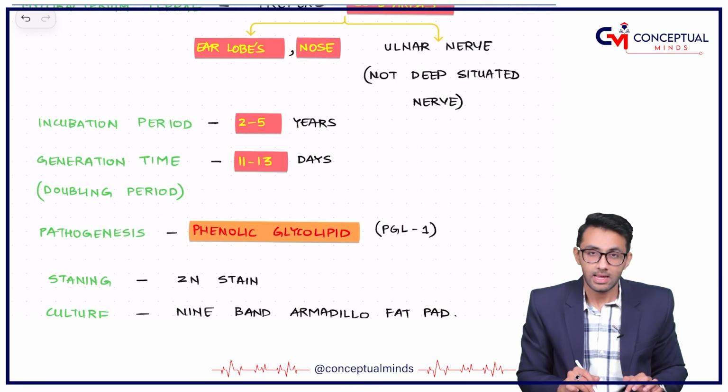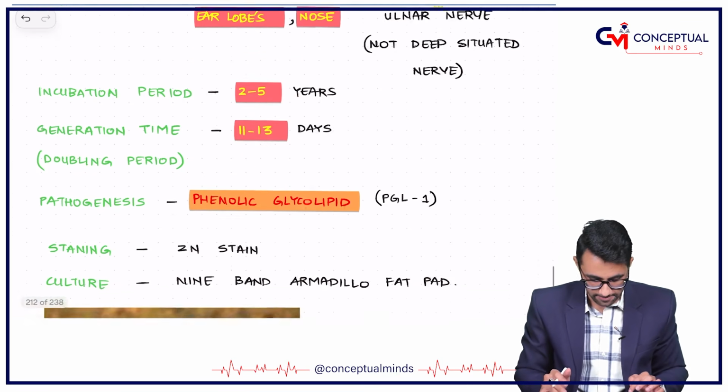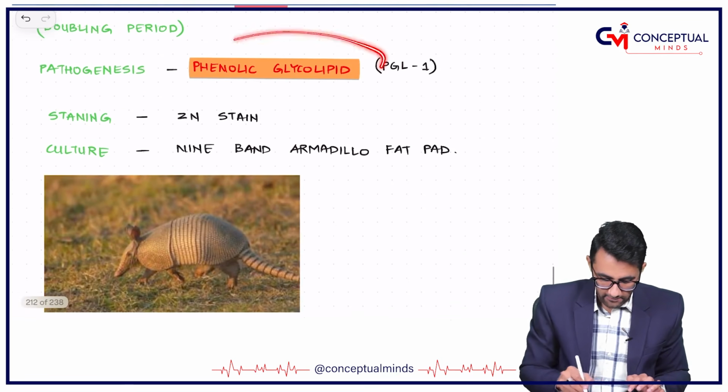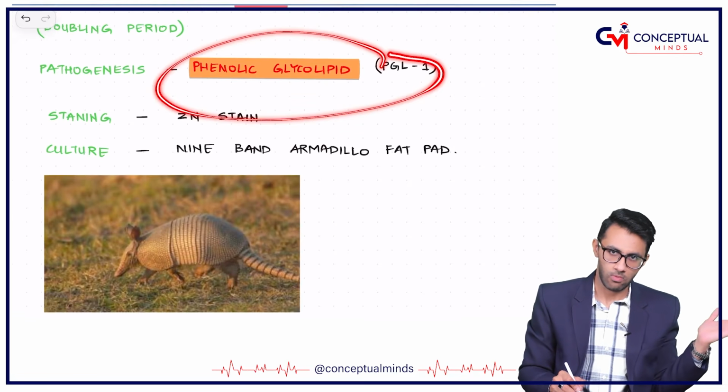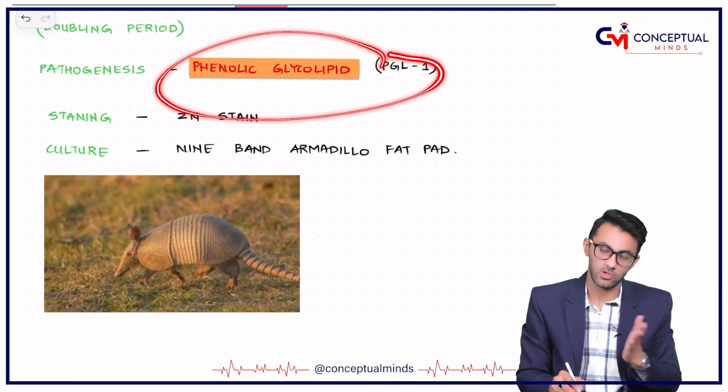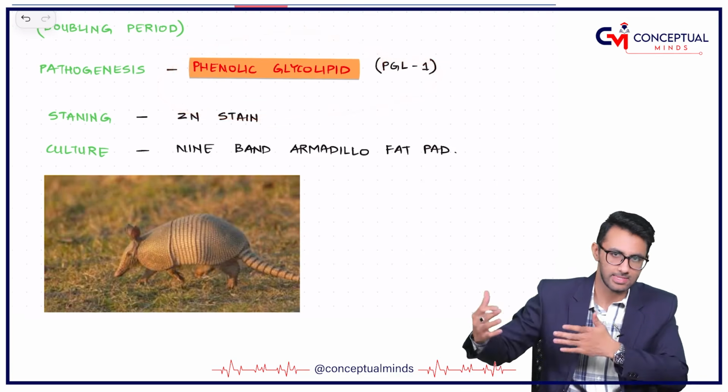Generation time is about 11 to 13 years. We have something called phenolic glycolipid. That is something on the surface of what? On the surface of the bacillus, not on our surface. It is the bacillus surface.